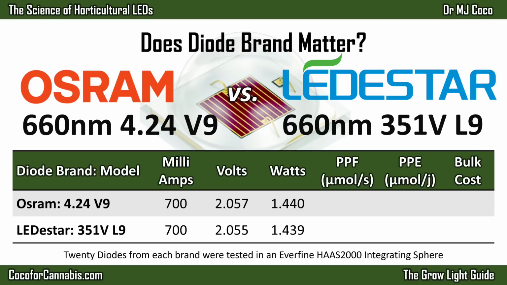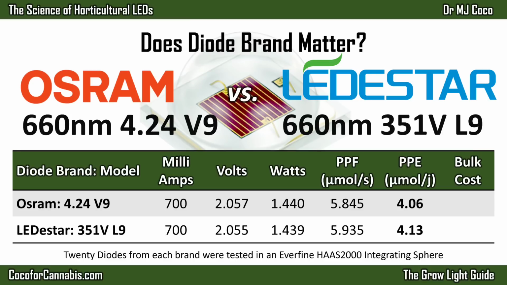Across 20 tests, the Osram diodes put out an average PPF of 5.845 micromoles, which is 4.06 micromoles per joule. I told you the 660s were efficient. Across 20 tests, the Lettistar diodes did ever so slightly better. They put out an average PPF of 5.935 micromoles, which is 4.13 micromoles per joule.